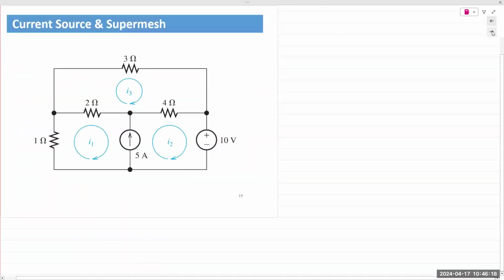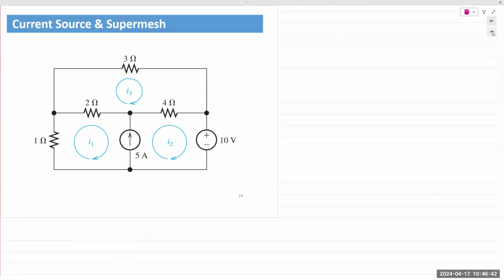All right, let's look at what a super mesh is. Again, it sounds like a fantastical concept, but it's not. It's simply a shortcut that allows us to eliminate a current source. Similar to node voltage analysis, in mesh current analysis, we may be faced with a situation where we are unable to describe the voltage for that component. That component would be a current source.